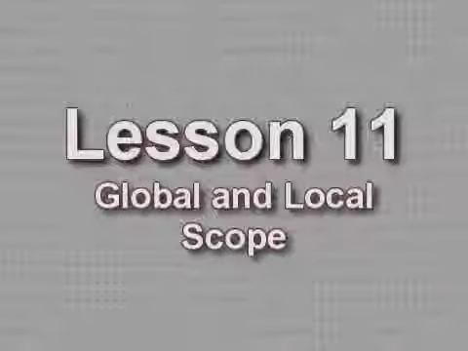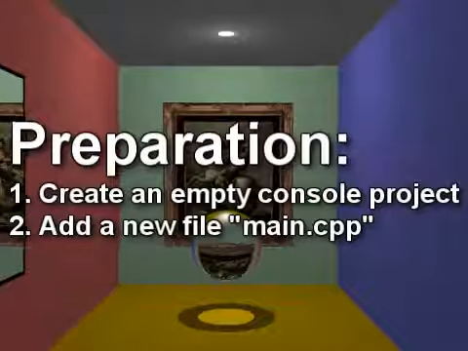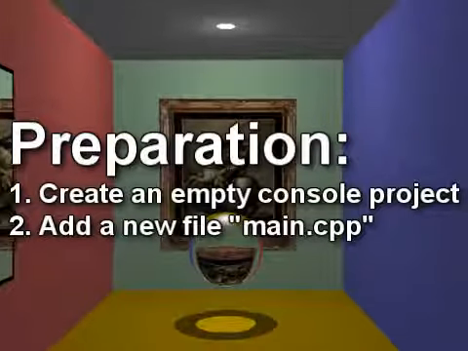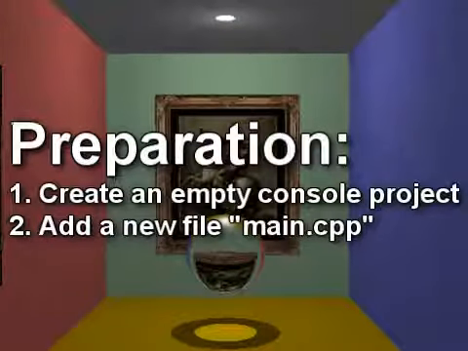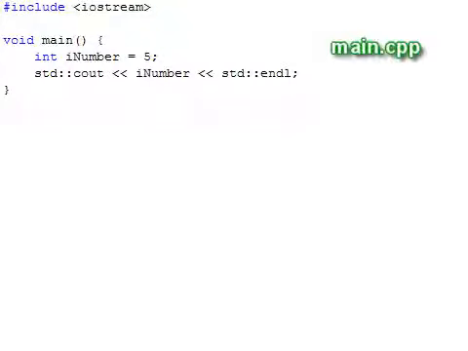Lesson 11, Global and Local Scope. To follow along with this lesson, you will need to create a new empty console project and add a new file named main.cpp to it. In this lesson we introduce the notion of scope. Scope can be applied to many things in C++. For now we will cover the case of scope for variables and give additional background on what we've already covered.